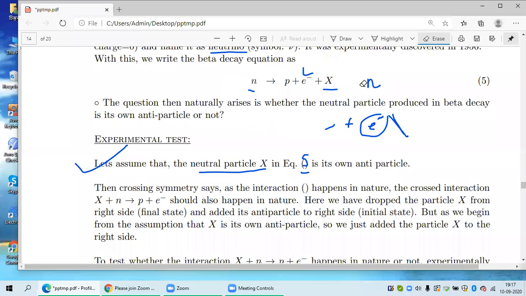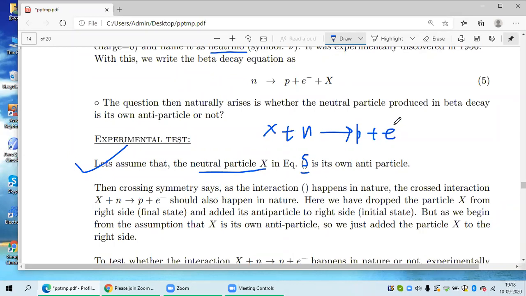Sir? Yes. Sir, I was asking, you just told if X is its own antiparticle, then yes, X plus N goes to P plus electron. Sir, how did we get this equation?